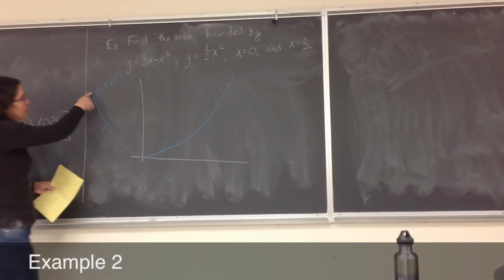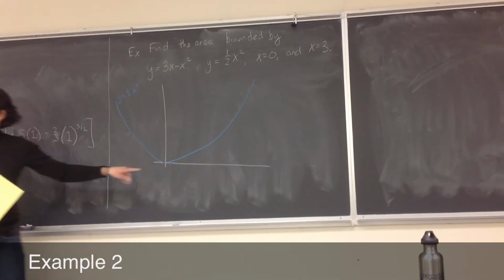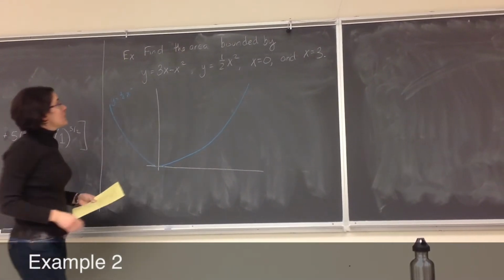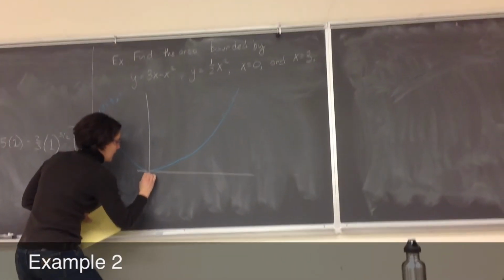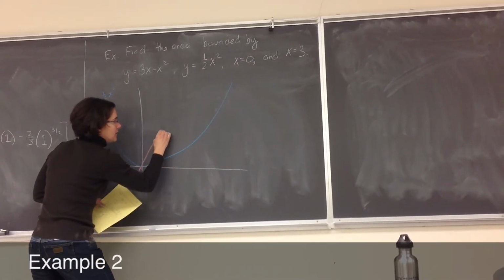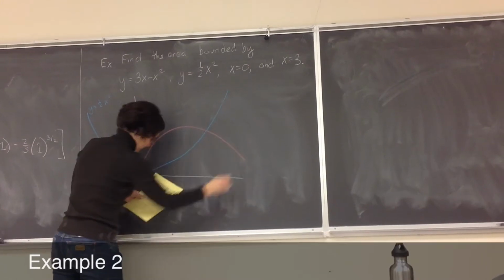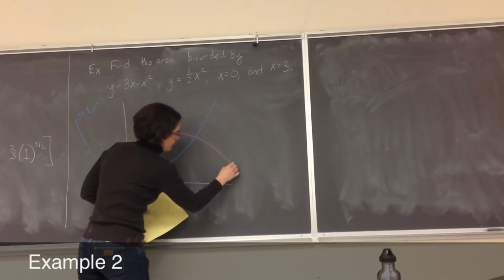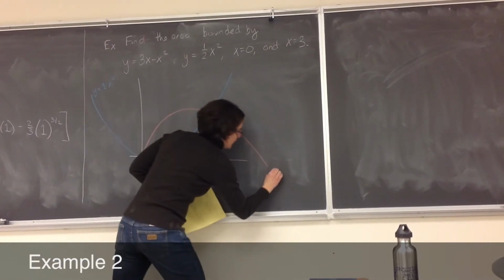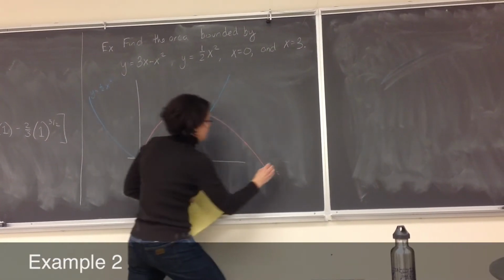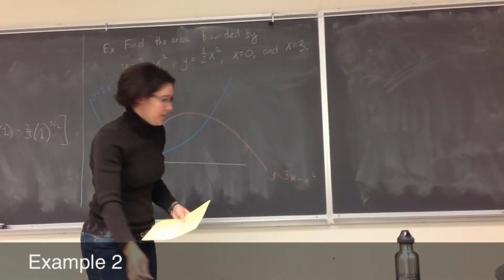And so the blue function here is y equals 1/2 x squared. It's a parabola, touches at the origin. And y equals 3x minus x squared is also a parabola, but this parabola is upside down. And so this parabola is our pink one, which is y is equal to 3x minus x squared.